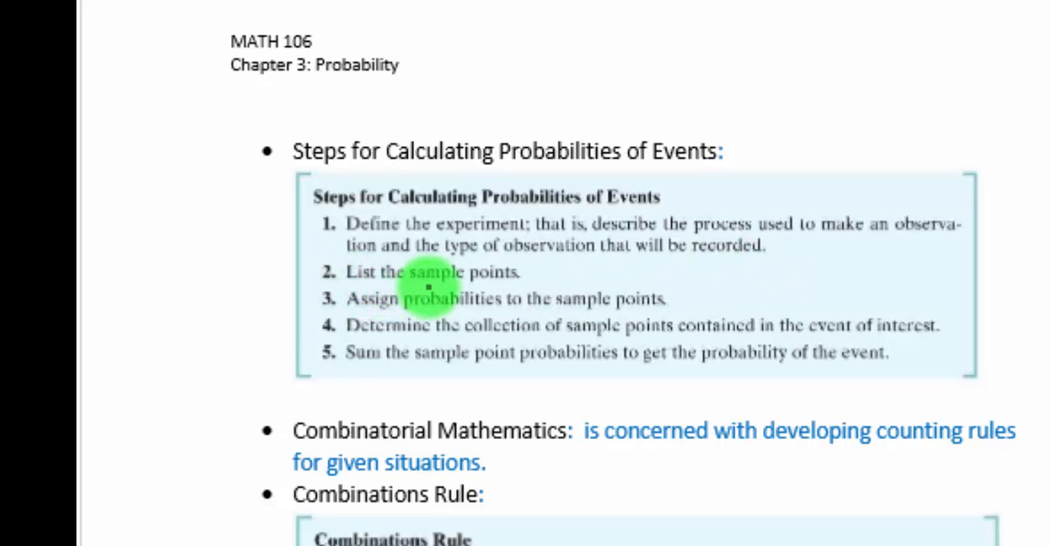Next, we'll list the sample points. Third, we need to assign probabilities to the sample points. Fourth, we'll determine the collection of sample points contained in the event of interest. And last, we'll sum the sample point probabilities to get the probability of the event. Let's look at a reference for classwork.